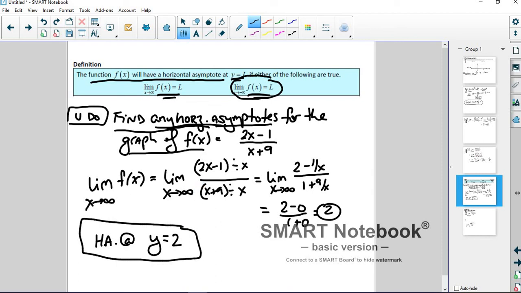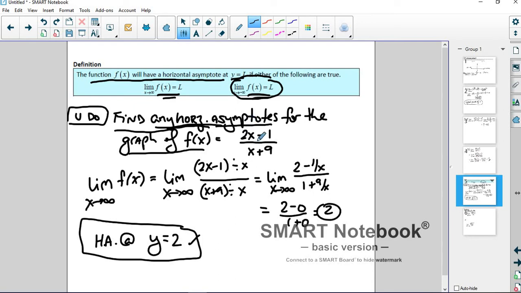Okay? Now, some of you are thinking back to your pre-calculus days and you're like, wait a minute. I remember the higher power thing, the degree thing, and these degrees are the same, x to the first, x to the first. So I just take the leading coefficients. 2 over 1, I get 2. Ta-da.